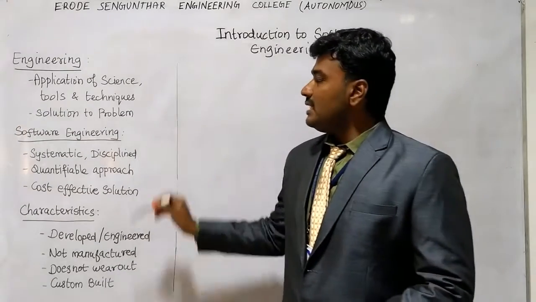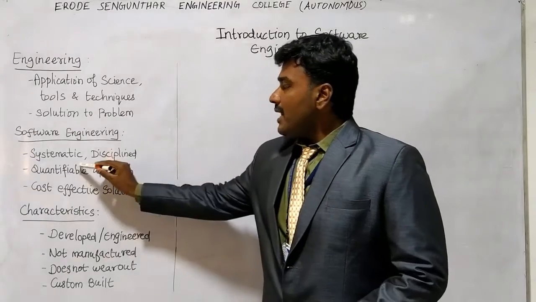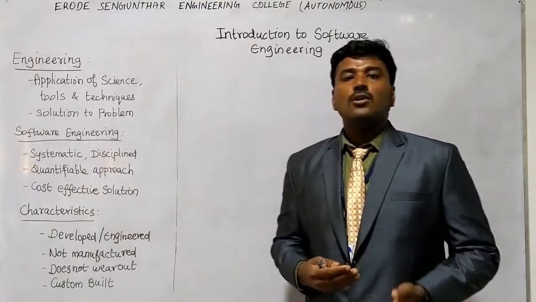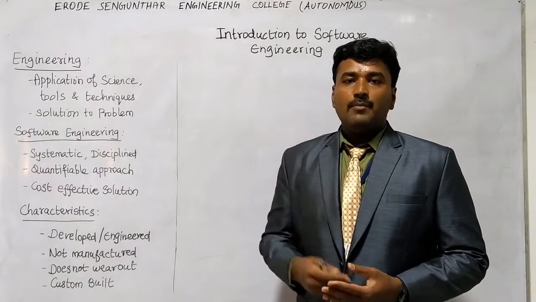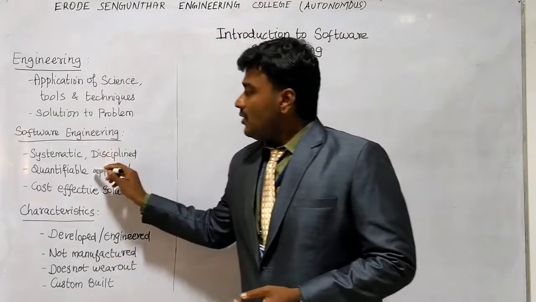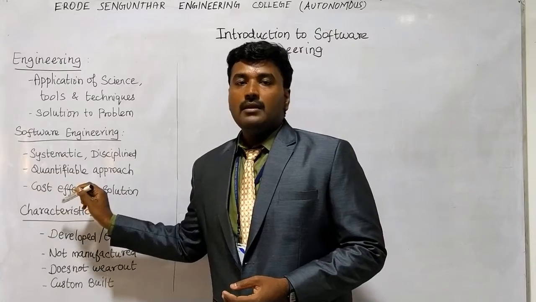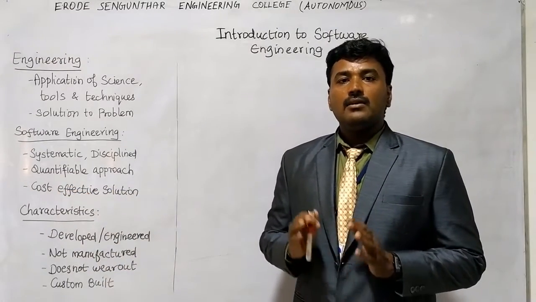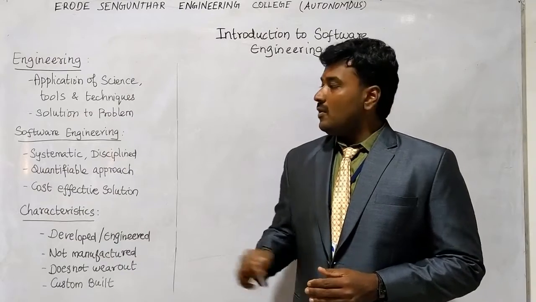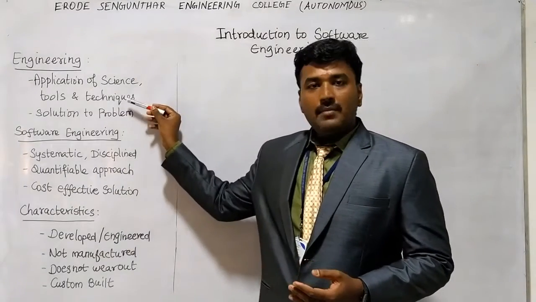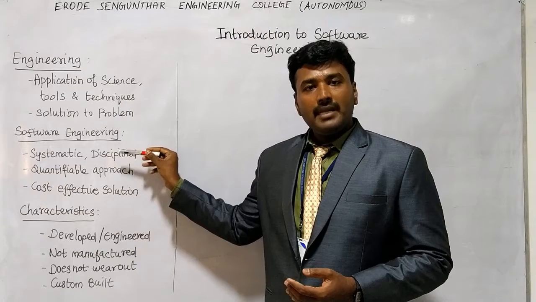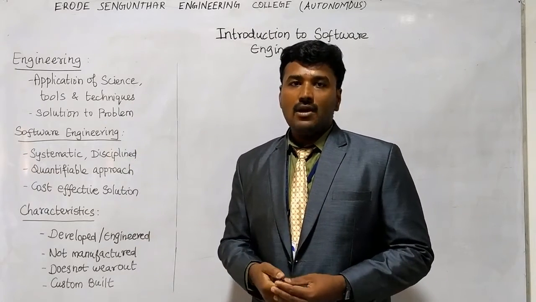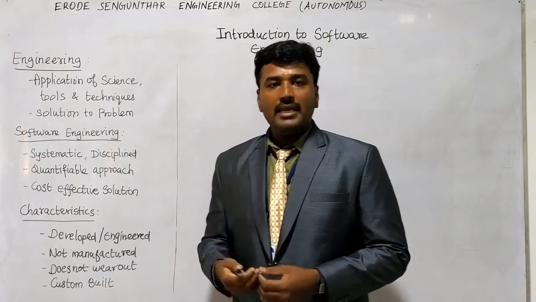Next we will move on to what is meant by software engineering. Software engineering is a systematic, disciplined and quantifiable approach for providing solutions to real-time problems. That solution should be cost effective. The cost effective solution plays an important role in the field of software engineering. So we have an idea about what is meant by engineering, followed by software engineering. Now we can move on to the characteristics involved in developing software.